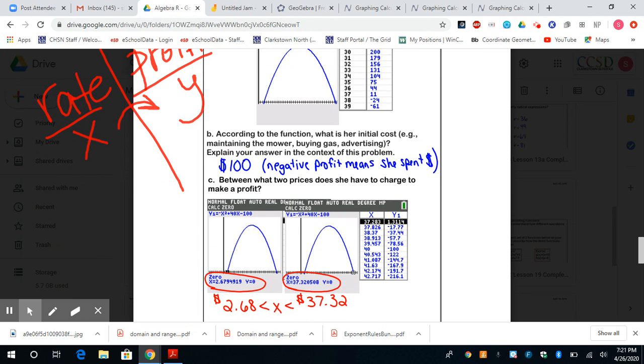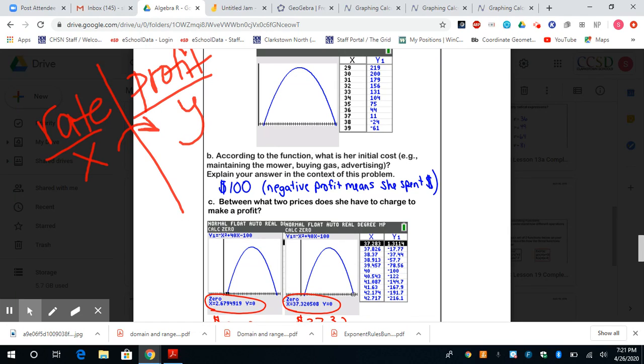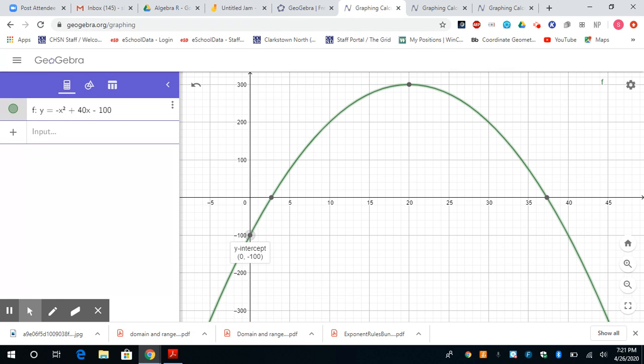Okay, it's asking, according to the function, what's her initial cost? Remember, initial means like the starting point. Like, where is she starting? The starting point's where it's the y-axis. So if I go to my graph, she's starting at negative 100. What does that mean? She's starting at negative $100?